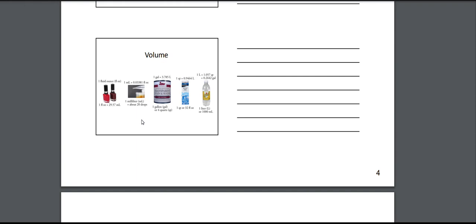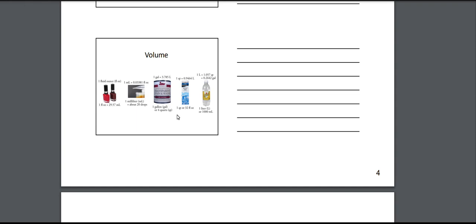Every 1 milliliter is about 20 drops from a pipette. So at the lab, obviously, we'll be using pipettes at least during titration. So every 20 drops is going to be about a mil. A gallon, which is about 3.7 liters, is also 4 quarts, approximately 4 quarts, and that would be basically the paint can if you go to Home Depot and get one of those.